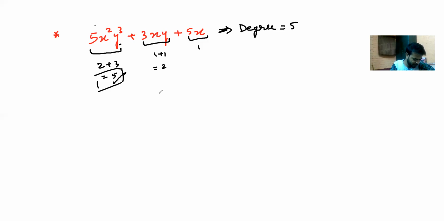Next, we are going to understand the zeros of the polynomial, which is a very, very important topic in this chapter. Okay, so let us understand what are zeros of polynomials.